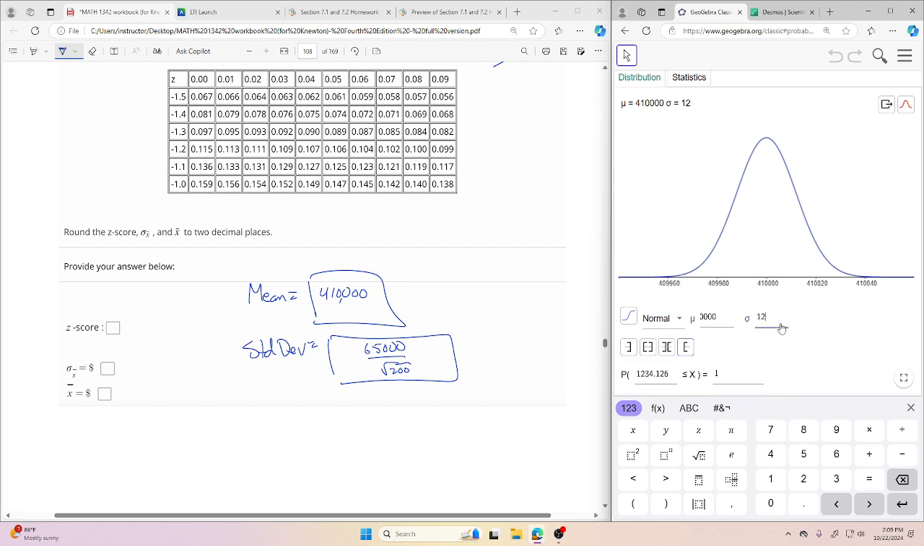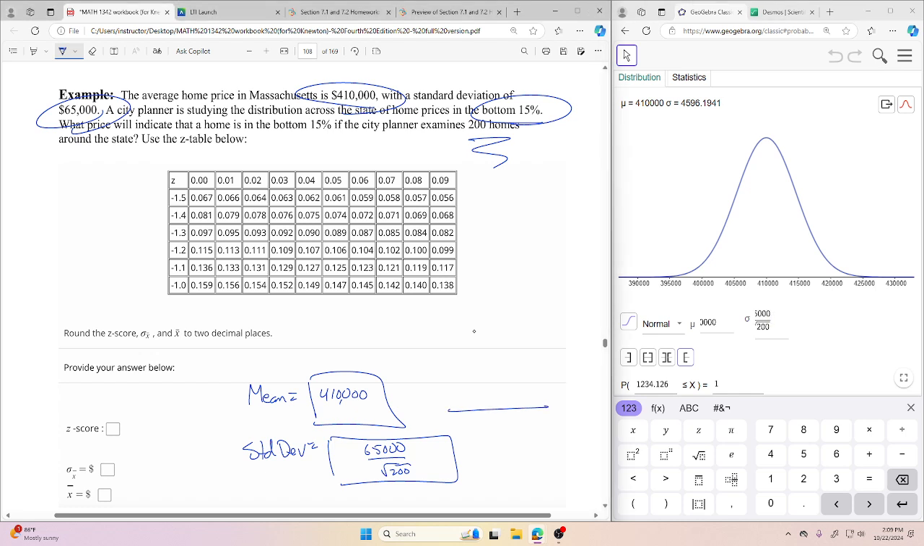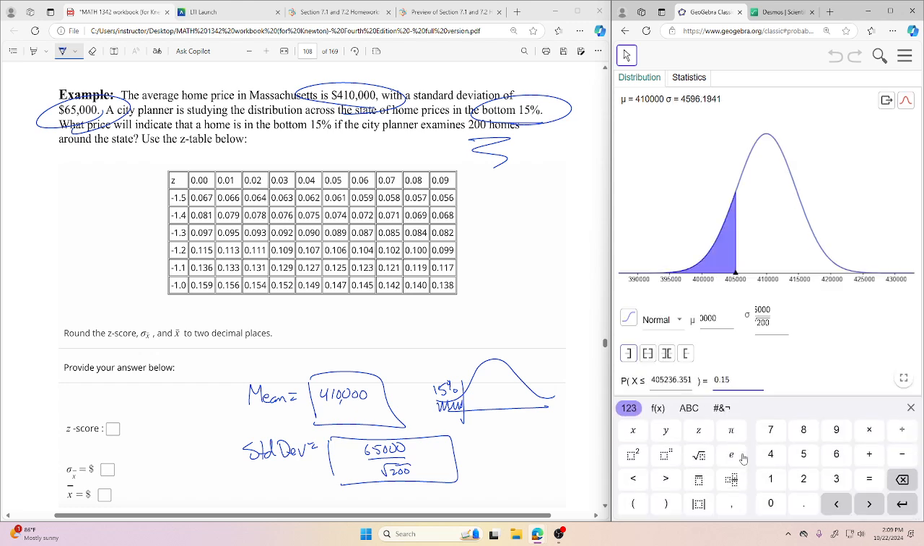So let's do that right now. 41000, 65000 divided by square root of 200, and we're wanting bottom 15%. So again, let me do a quick graph. Bottom 15%. That's my picture. So I'm going to click around, change the second number here to 15%, and that's the answer that I got. I'm going to write that down: 405,236.351.